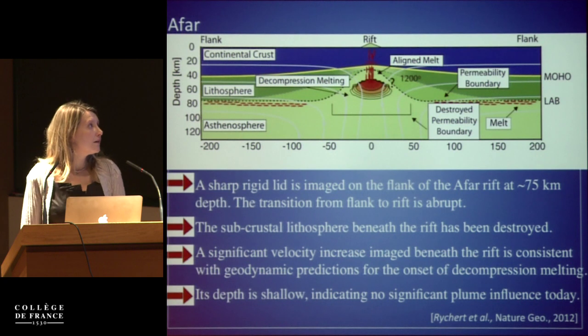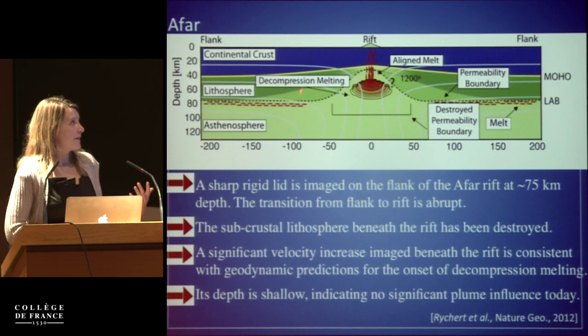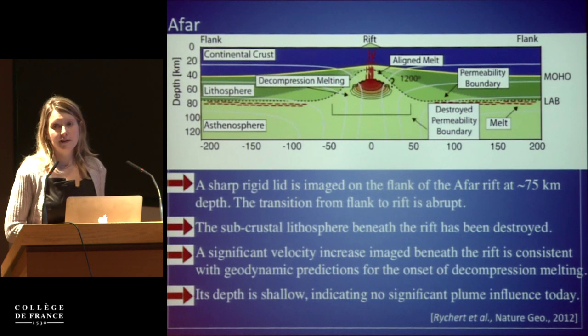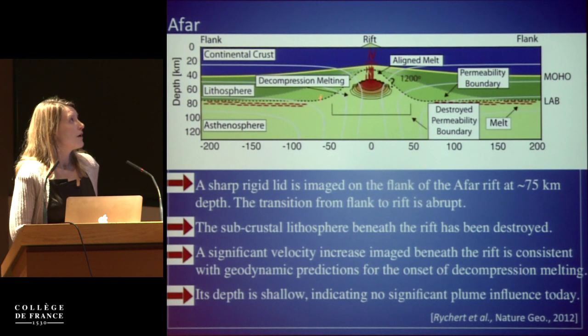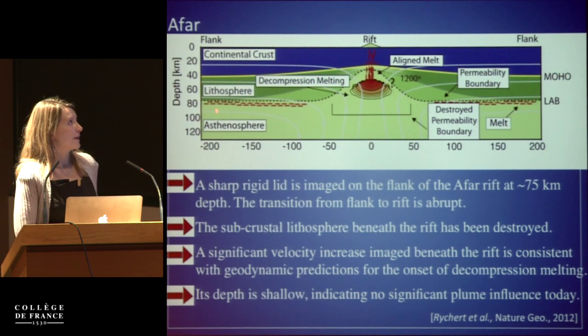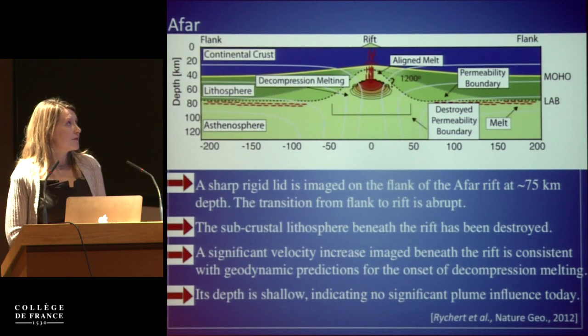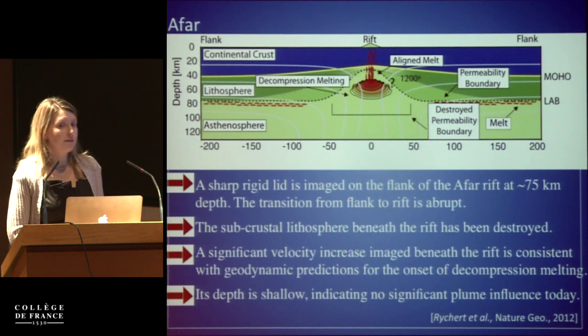So beneath the Afar, we found a sharp boundary at the base of the lithosphere on the flank of the rift, but then beneath the rift itself, we saw nothing but a velocity increase that we think is related to the onset of melting. And this transition from the flank to the rift is actually quite abrupt. It can't be defined thermally, otherwise you would see something approximating a thermal boundary, something shallowing very, very gradually with depth, and that's not what we saw at all. So we think that there's some kind of compositional definition to the lid, and that the lid itself may be destroyed in some way beneath the rift itself.